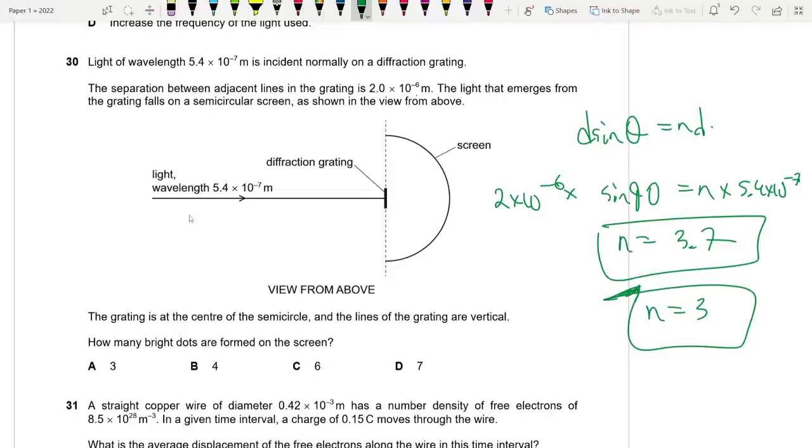So n is equal to 3, so we're going to get 3 bright dots on each side. So how many are we getting in total? 3 here, 3 here, 1 here. So that is 7 in total. 30 is D.